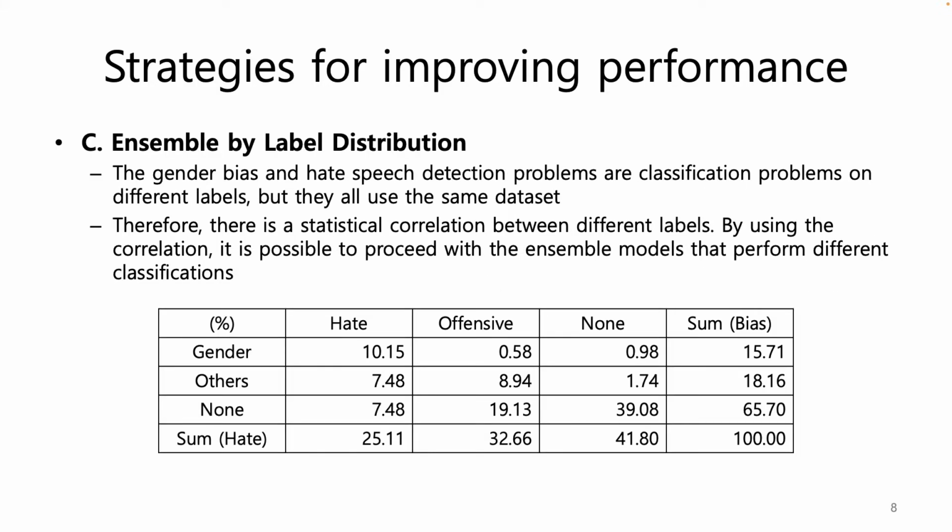The third strategy is ensemble based on label distribution. It's possible since different types of labels are labeled on the same dataset. Therefore, we can get a statistical correlation between different labels, which means using this correlation, we can ensemble models that perform different classification tasks. For example, if a bias detection result is not none, the weight of the none prediction in the hate speech detection is lowered. That is, the weighting scheme for the ensemble is conducted by conditionally using the bias detection result, which has better performance than the hate speech detection.